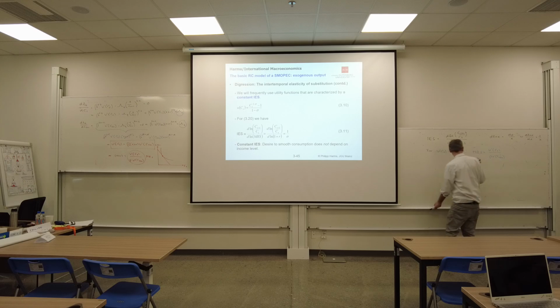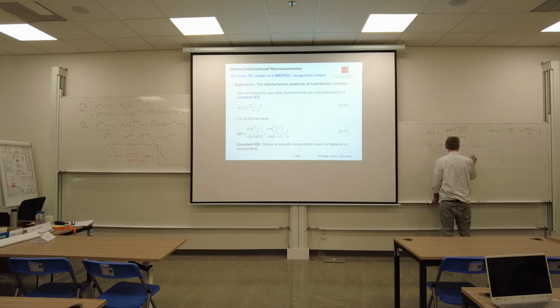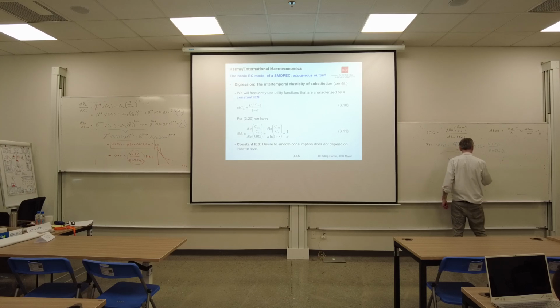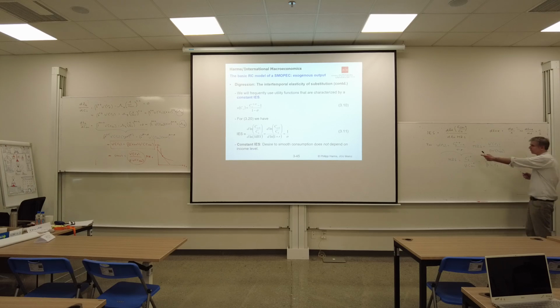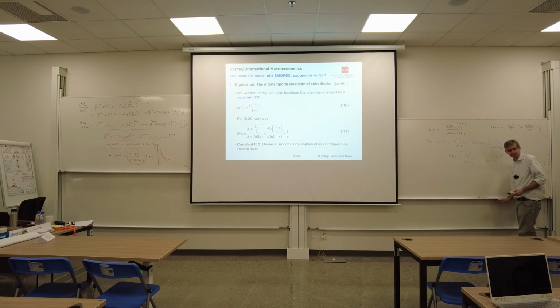And so if we put things together, we get the marginal rate of substitution is equal to Cs to the power of minus sigma divided by beta Cs plus 1 to the power of minus sigma, which is 1 over beta times Cs plus 1 over Cs to the power of sigma. So that's the marginal rate of substitution for this particular utility function.